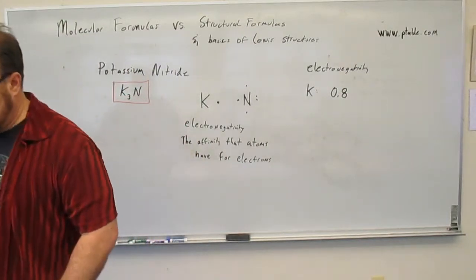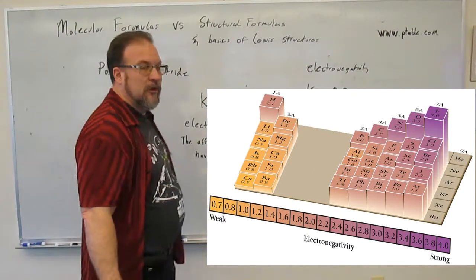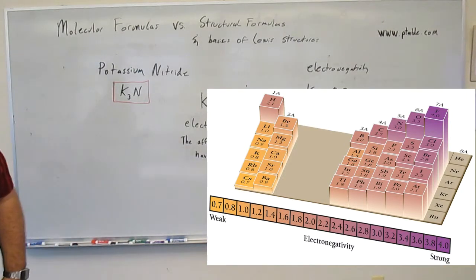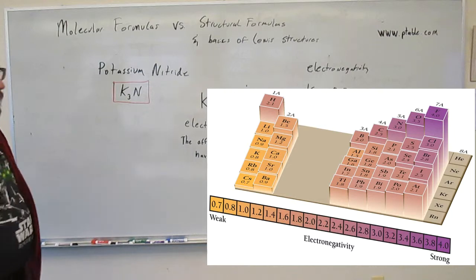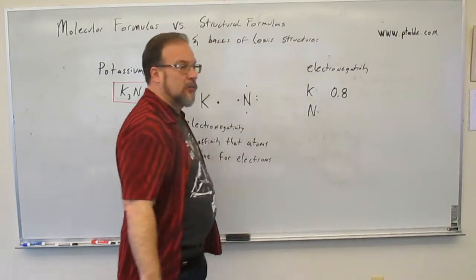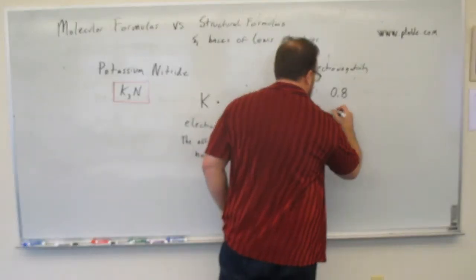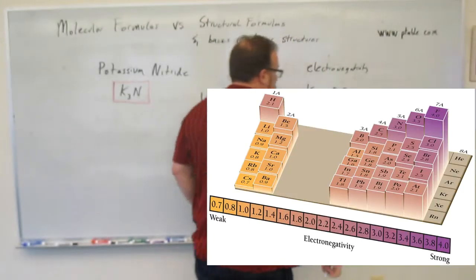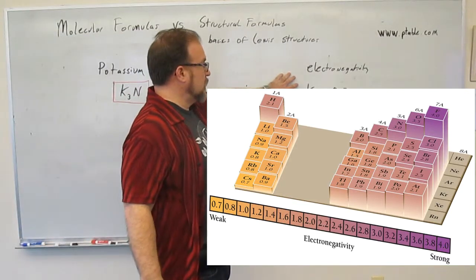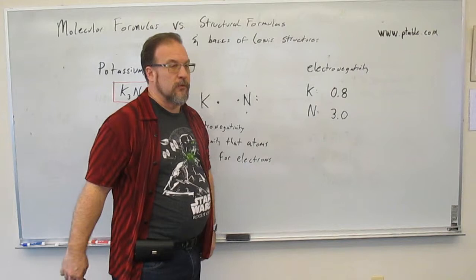And if you look at the periodic table that I showed you, that makes sense because it's all the way over on the left-hand side, because potassium is a group 1 element. Now nitrogen is on the right-hand side of that electronegativity periodic table, and if you look up nitrogen's value, you can see on that table that it is 3.0. So on the board I'm showing electronegativity values that I got from that periodic table. Potassium is 0.8 and nitrogen is 3.0.